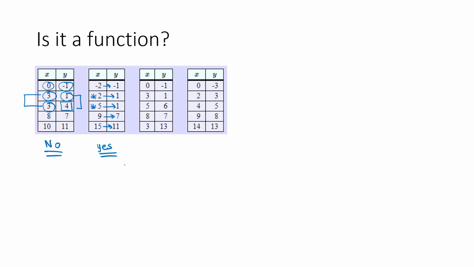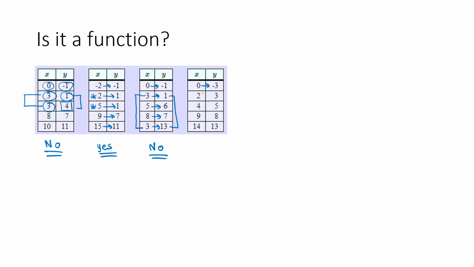The third example, you'll notice that 0 gets mapped to -1, 3 to 1, 5 to 6, 8 to 7, and 3 to 13. But we've already mapped 3 to a number. 3 goes to 1. It can't also go to 13. It cannot go to 2 different values. And so we say, no, the second table is not a function, because there are 2 outputs for the same input of x.